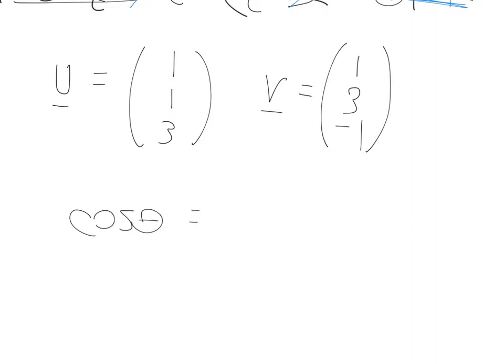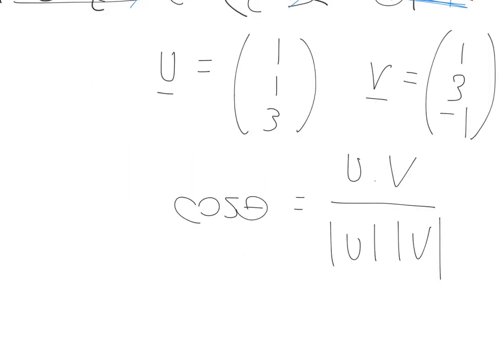For cos theta, I've now got the formula list and use the scalar product formula, so u dot v over magnitude u times magnitude v. So u dot v is 1 times 1 plus 1 times 3 plus 3 times -1, and added together that's 1.